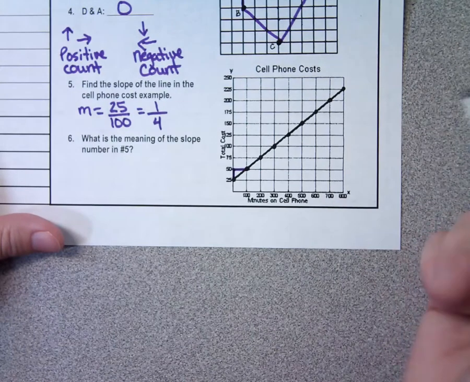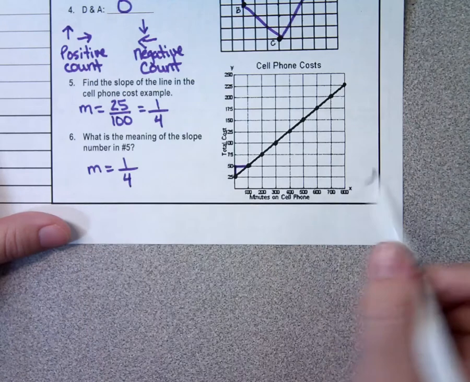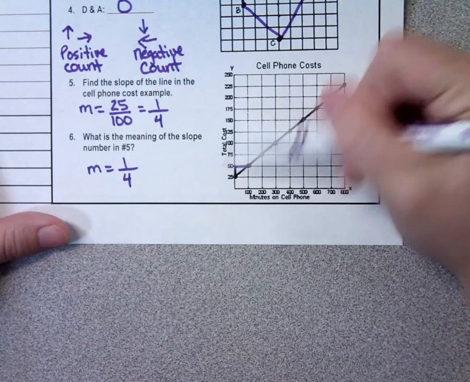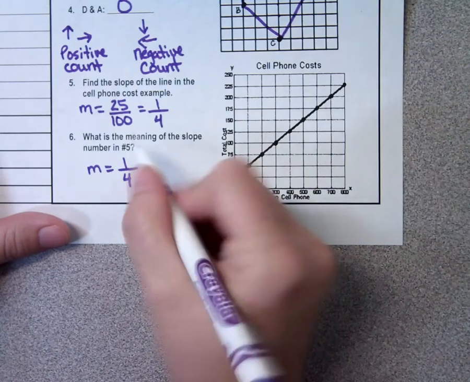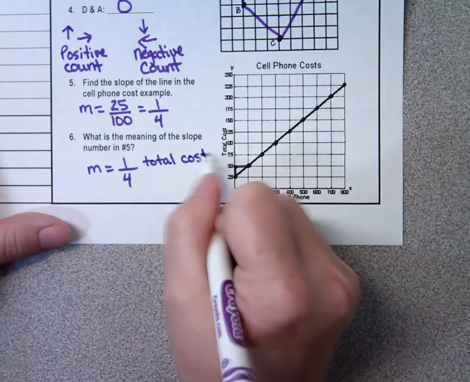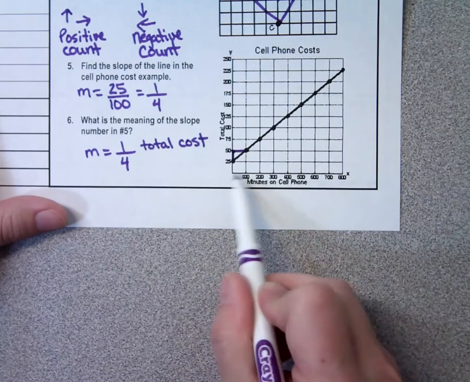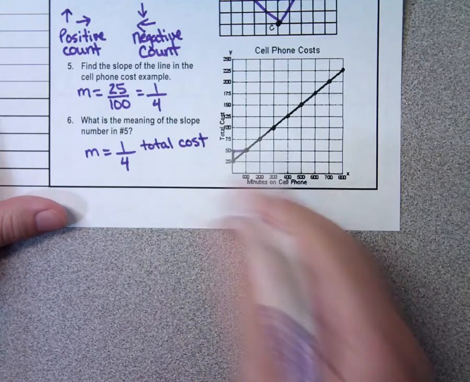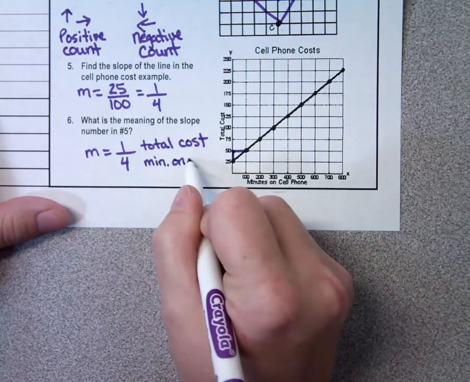Now 6 says, what's the meaning of the slope? So I found my slope to be 1 over 4. Now let's talk about what that means. The 1 is what I went up. And so what is the axis talking about when you go up? Well, our y-axis is talking about total cost. So the 1 is referring to total cost. The 4 is what we ran, and our running happens on the x-axis, and the x-axis is talking about minutes on the cell phone. So the 4 is talking about minutes on cell phone.